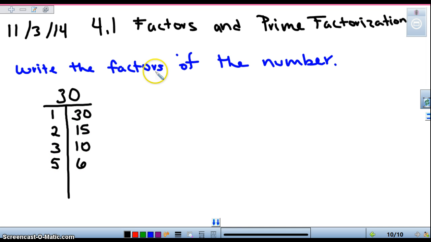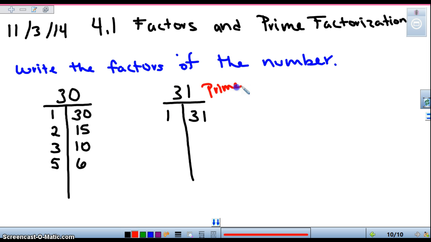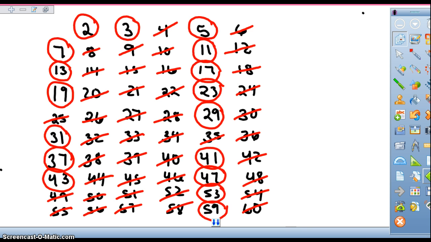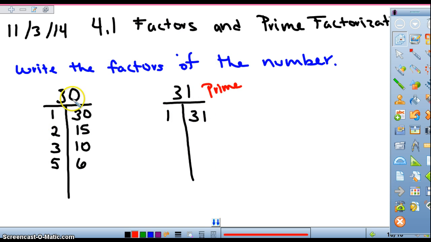If we need to find the factors of 31, 1 times what is 31? 1 and 31. Is 2 a factor? 3 a factor? 4 a factor? Are there any other factors to 31? So we can say that 31 is a prime number. Was 31 in our list? Yes. Was it a circled number in the list we had of prime numbers? Yes, right here. So what type of number is 30?